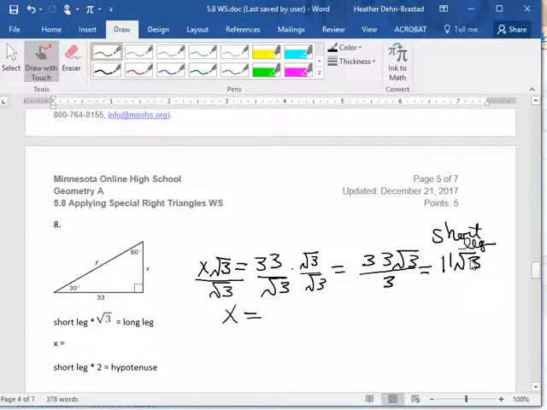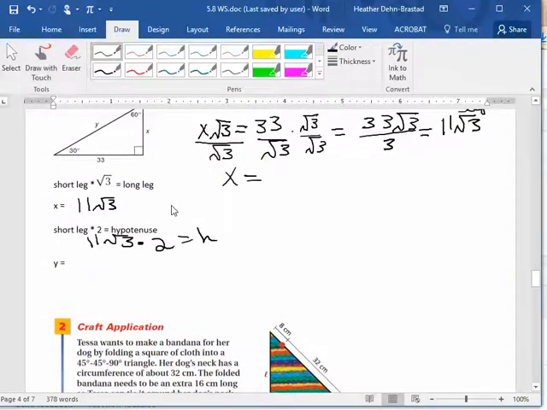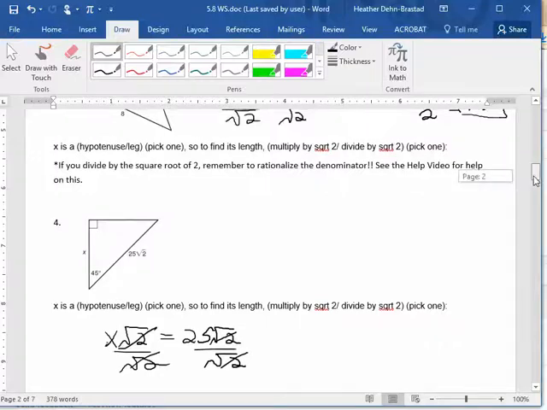Once you know the short leg, we follow the rules to find the hypotenuse. To find the hypotenuse, we take the short leg and multiply it by 2. Our hypotenuse is y, so I should have written y there. To multiply this times 2, you only multiply the whole number of parts in front.